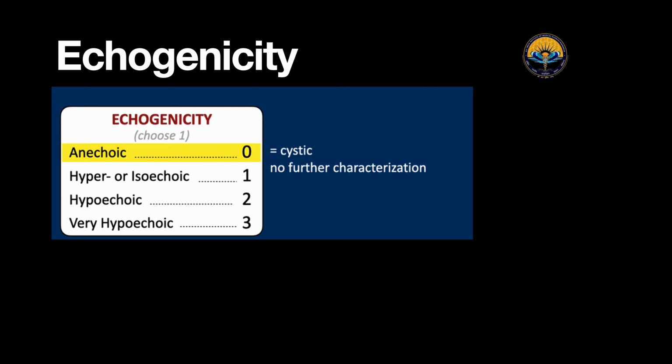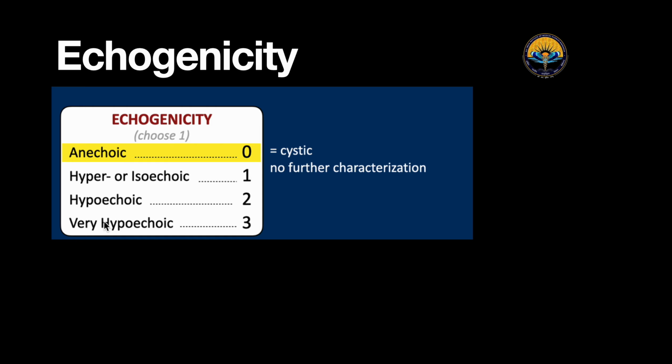Coming to echogenicity, like we said, if it's a cystic lesion, then it's given a score of 0 and no further characterization is needed for it. A cystic lesion appears anechoic. So if we find an anechoic lesion, it means it's a cystic lesion. There is no further characterization needed for it.